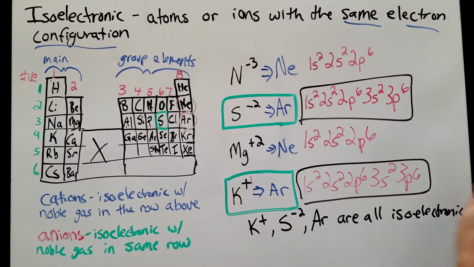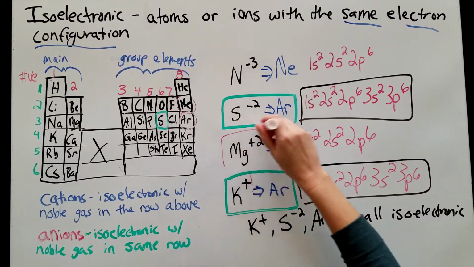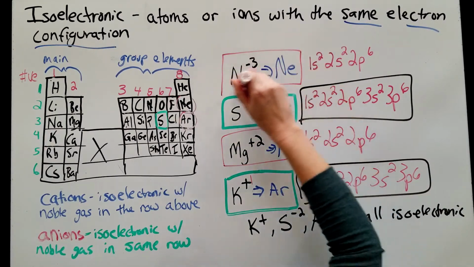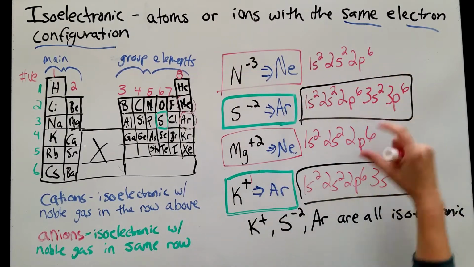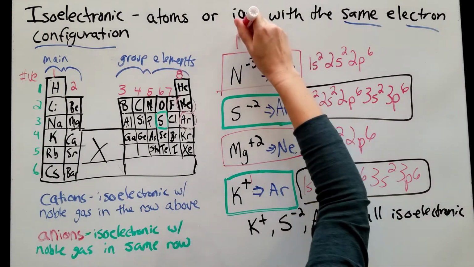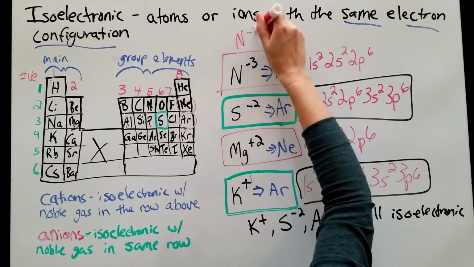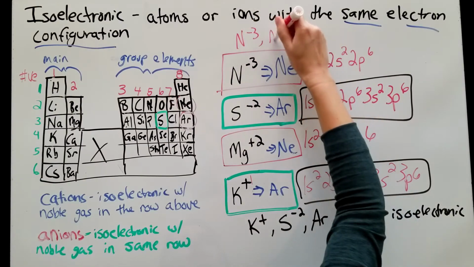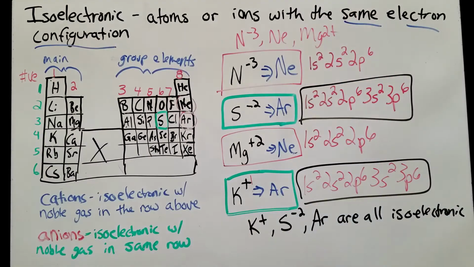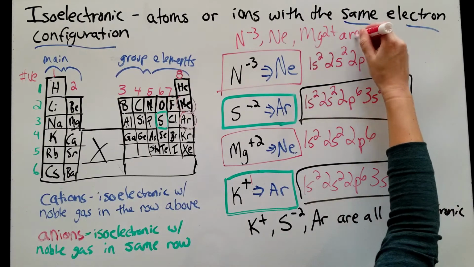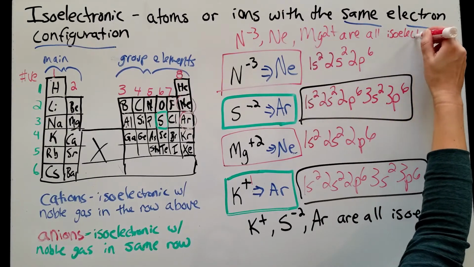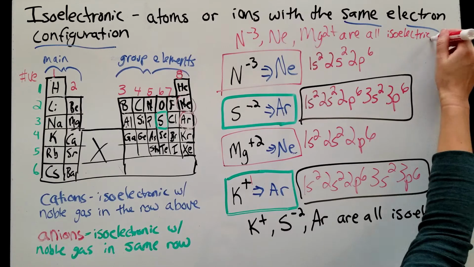You'll notice also magnesium 2+ and nitrogen have the same as well. So what that means is nitrogen with a 3-, neon, and magnesium 2+ are all isoelectronic with each other because they all have the same electron configuration.